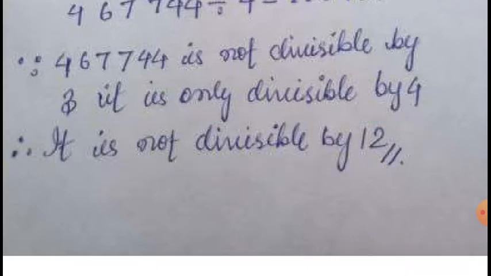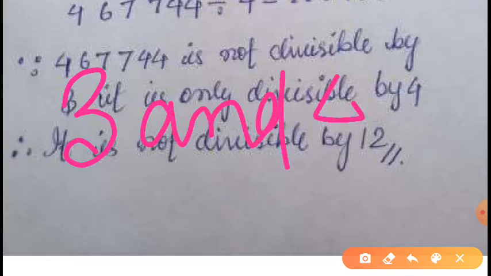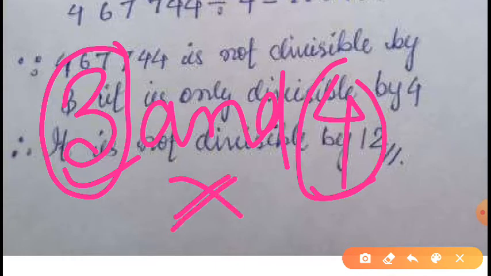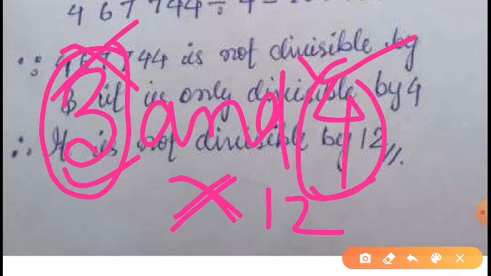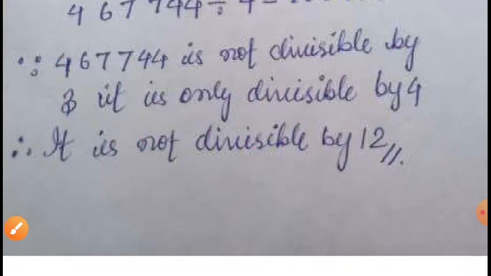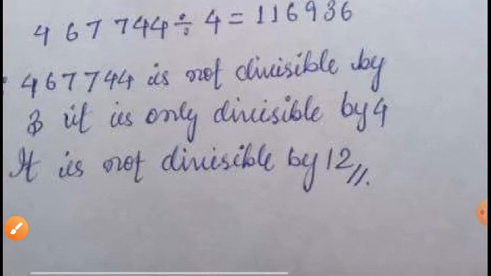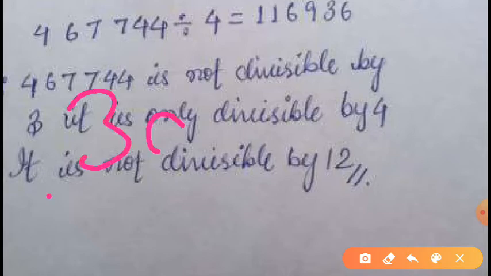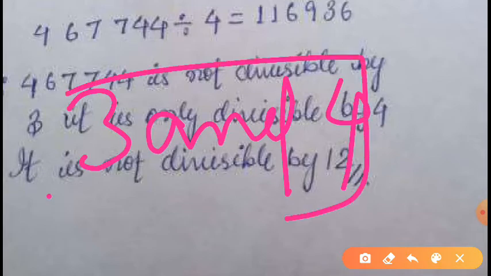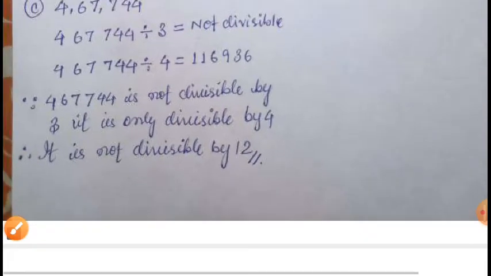What I have told you: to become divisible by 12, it should be divisible by both 3 and 4. If it is divisible by 3 and not by 4, it will not be divisible by 12. In this case it is not divisible by 3 but it is divisible by 4, so it is not divisible by 12. I hope all of you have understood. So in this way you can find out the divisibility.